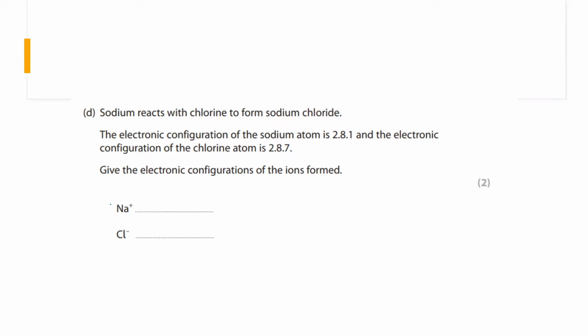Right, Na+. If it's a plus, the only thing that's lost or gained is electrons. Protons don't really move. So what has happened is it's lost an electron, one of its negative charges. If the atom is 2,8,1, the ion is just 2,8, whereas chlorine has gained an electron. So 2,8,7 it was before, now 2,8,8. So they've both got noble gas configuration.